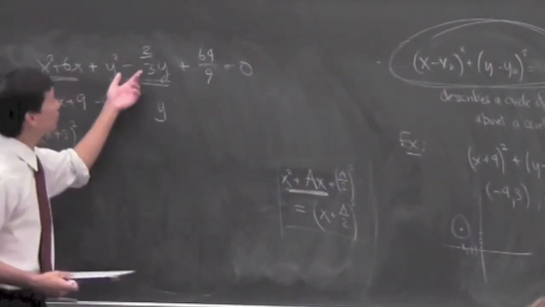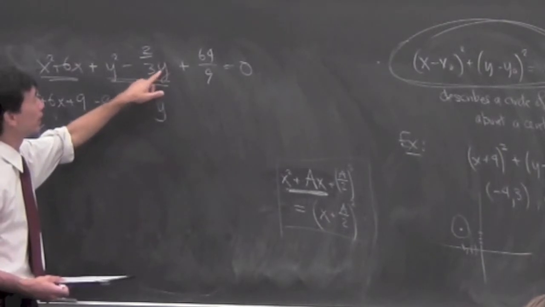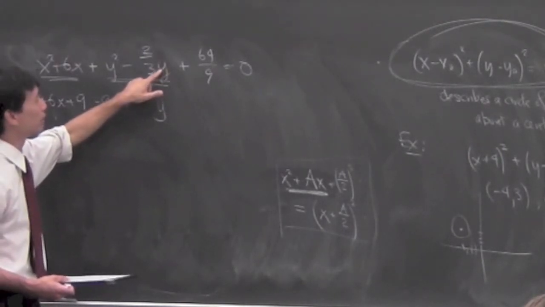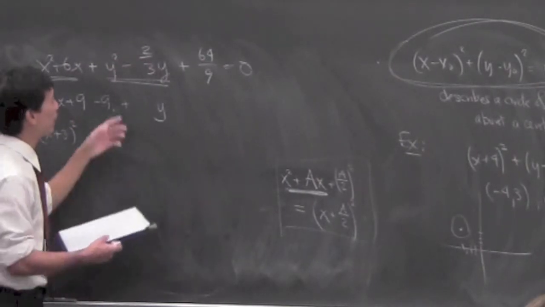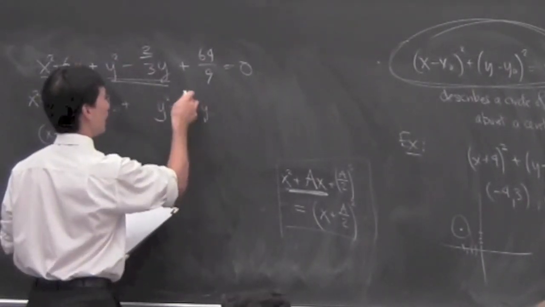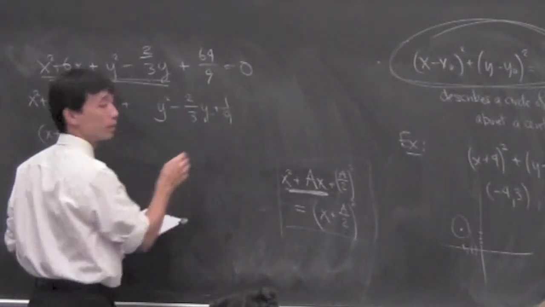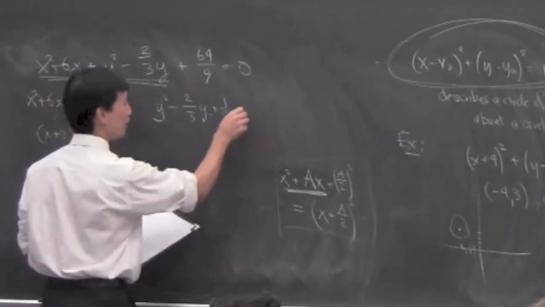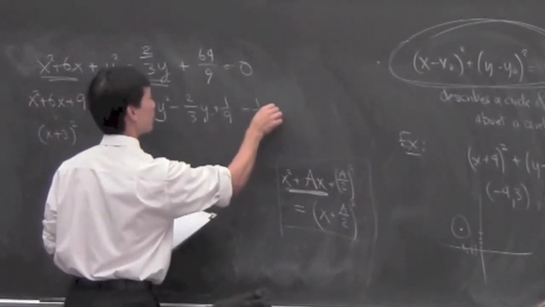So I look at this thing and I say, okay, the coefficient on the y, on the thing to the first power, is 2/3. So I'm going to take half of that, 2/3, that's 1/3, and I square it, and it's 1/9. And again, I can't just throw in 1/9 whenever I feel like it, so I'm going to subtract off a 9.